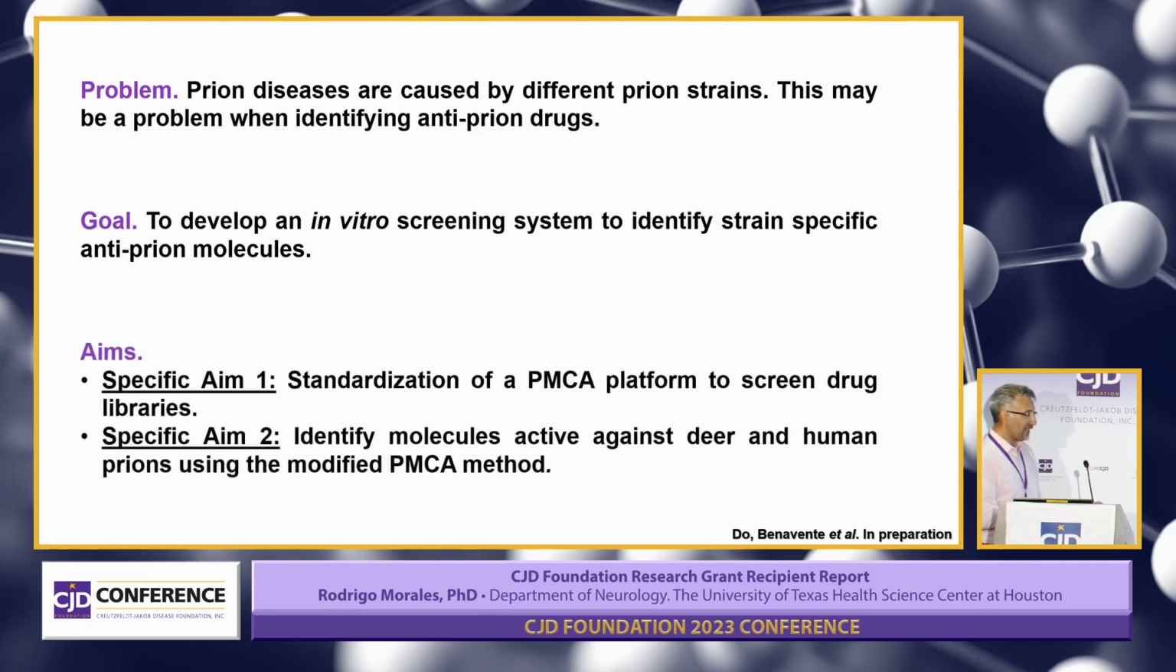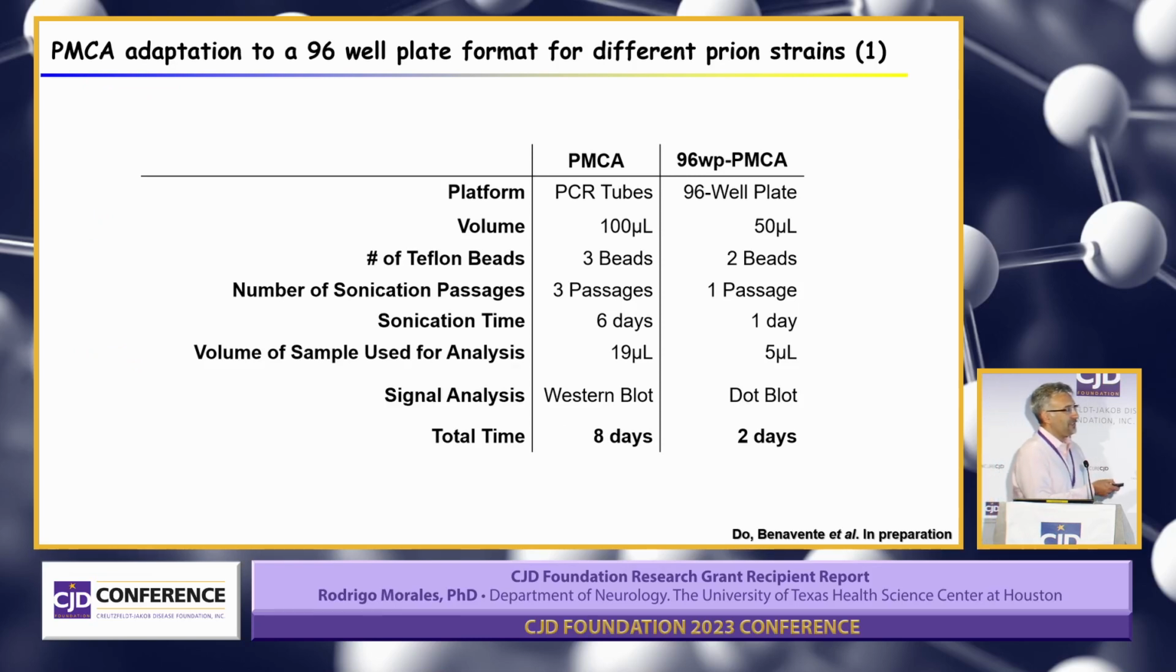For that, what we are trying is to miniaturize, to make a PMCA more suitable for high-throughput screening by standardizing it in the different platforms. Once this is achieved, the idea is to test libraries and try to identify strain-specific anti-prion compounds. So I summarized a lot of work that we have done in this single table, and please believe me that it doesn't do justice because it was a lot of work.